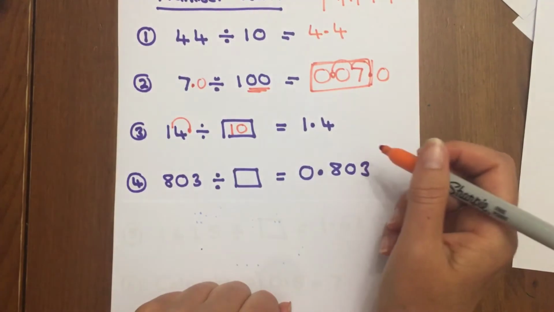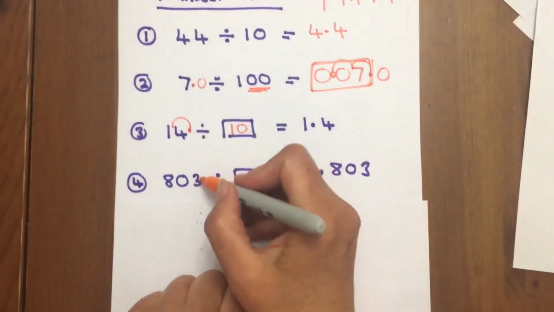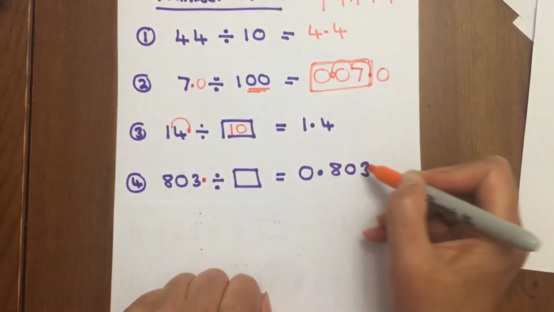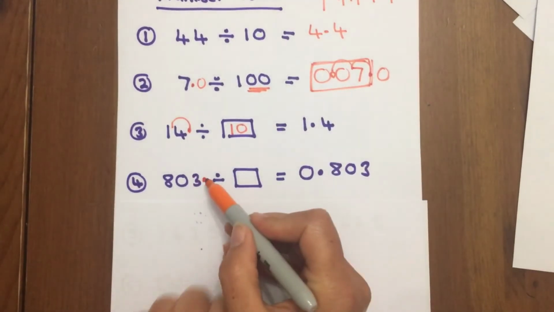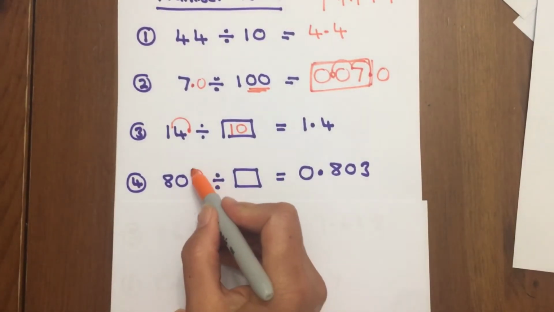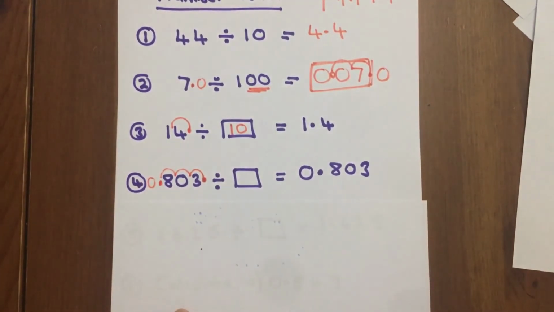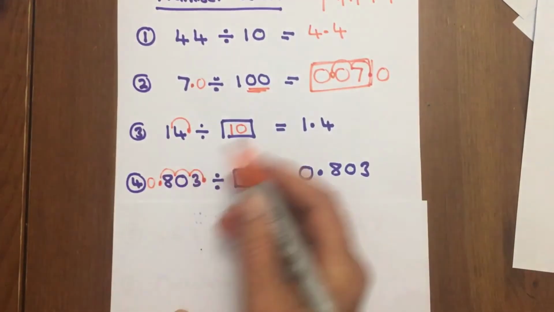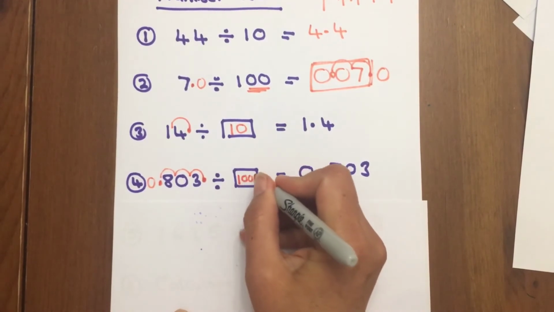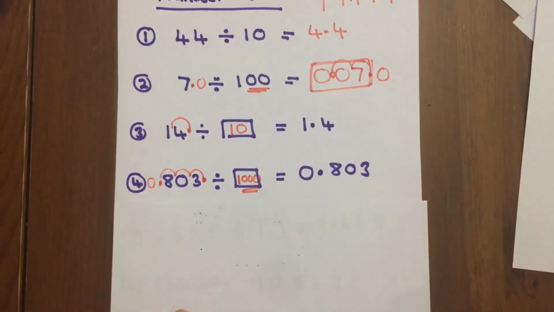Ooh, a harder one. Right, so the decimal place is here and it's going to move to here. So how many places has it moved? It's moved 1, 2, 3 to get to here. So it's moved 1, 2, 3. So I'm dividing by 1,000 because 1,000 has 3 noughts in.